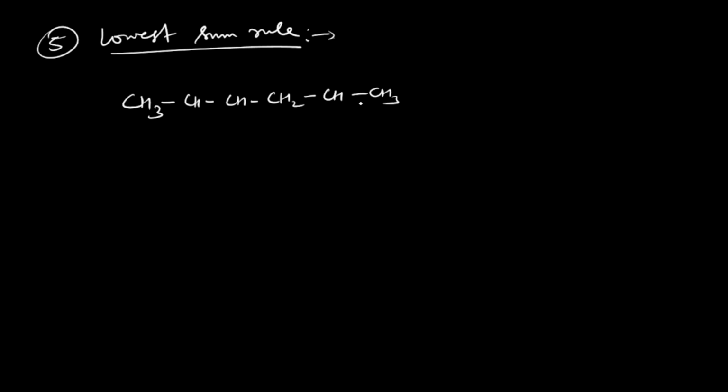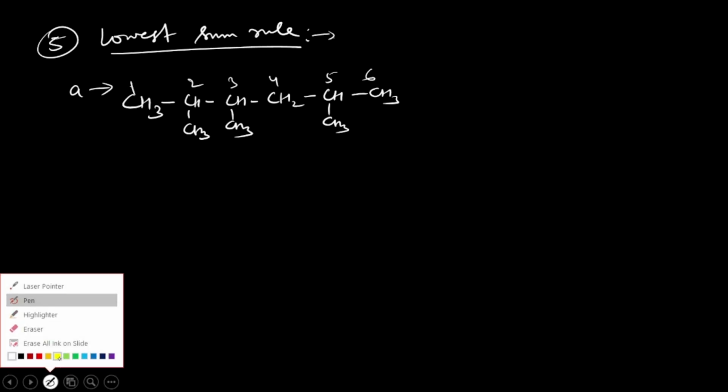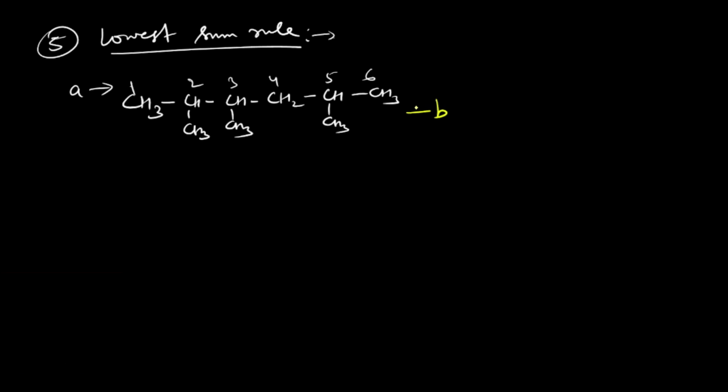CH and then CH3, here it will be CH3, here CH3, here CH3. Now see, rule number one, we are selecting the longest chain. Rule number two, we are selecting the parent chain based on the substituents. Rule number three, we have to number it. So just try to number it. This is numbering side A: 1, 2, 3, 4, 5 and 6. And this is numbering side B: 1, 2, 3, 4, 5 and 6.